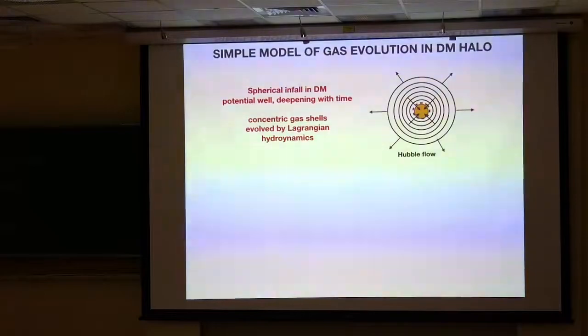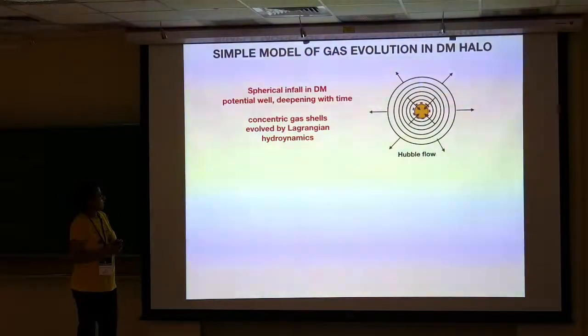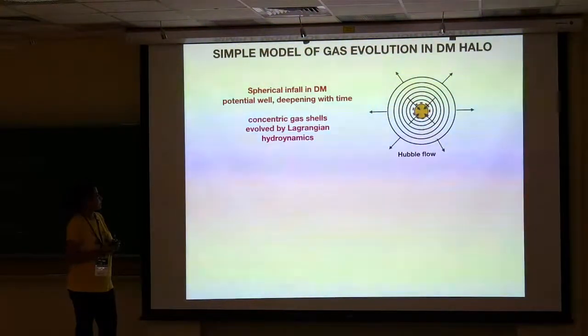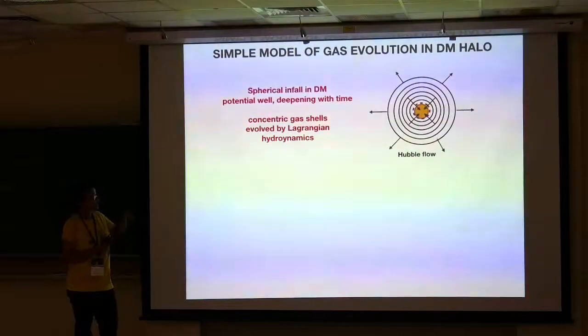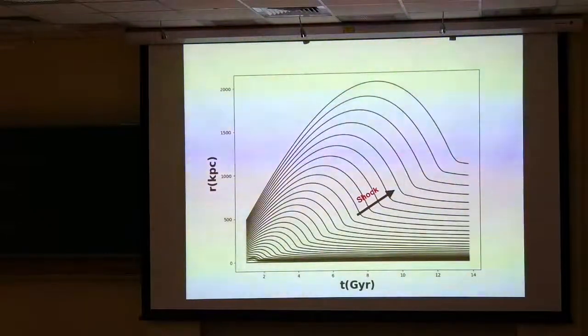First, just to have a simple model, we consider concentric shells, and these shells evolve in the Lagrangian framework. We start with a small halo, and the outer shells are going out with the Hubble velocity, and in the central region things are falling in due to the potential well in the center, and the potential well is gradually becoming deeper and deeper with time. So the halo is growing with time in mass and length scale, and such an evolution can be seen by this.